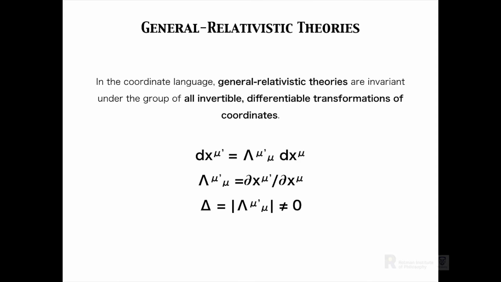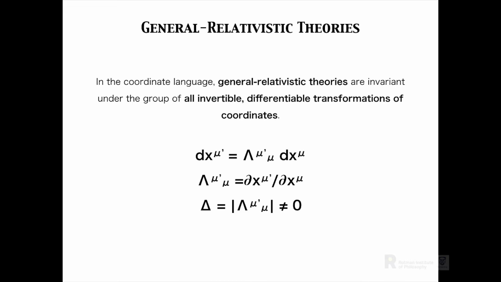In a coordinate language, which I'm going to keep using because it's easier, general relativistic theories are invariant under all invertible differentiable transformations of coordinates, and in general the transformation matrices are represented by lambda, and the only condition is that the determinant of the transformation matrix is not 0.